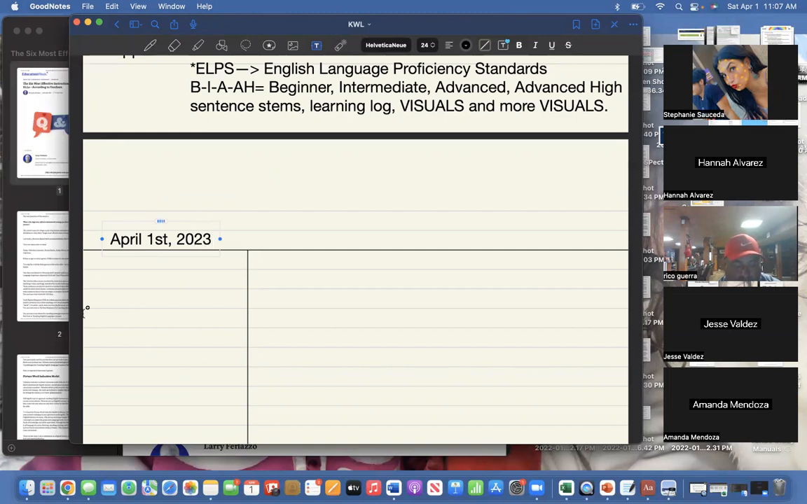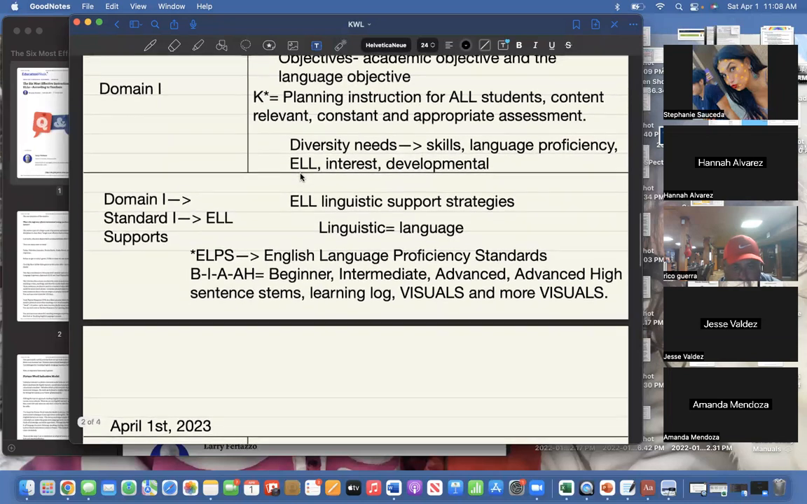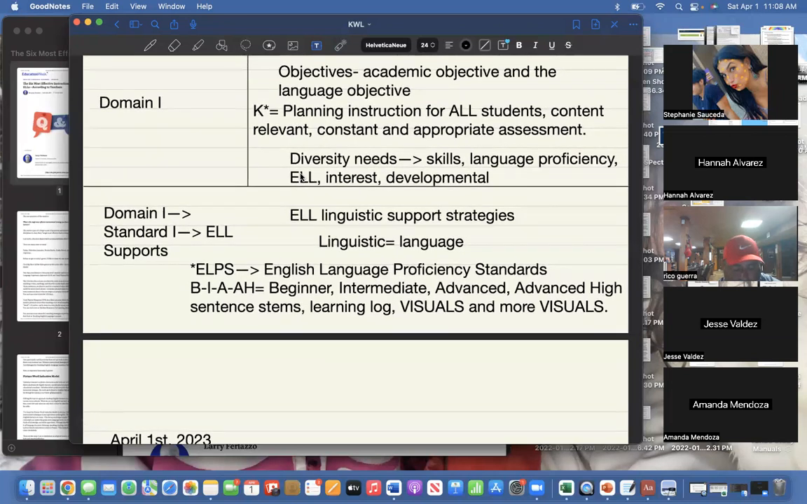So this is our learning log, and we are going to be extending our knowledge of English language learners, ELL or English language learners. So we wrote a little bit. We wrote that what makes planning especially challenging, and why you guys should be paid at least a minimum of 100,000, is that you have to plan instruction that is appropriate for all the diverse needs of your students, their skill levels, their language proficiency, their interests, developmental levels, learning preferences. And so linguistic ability is really, really important.